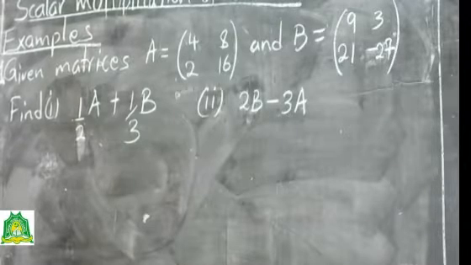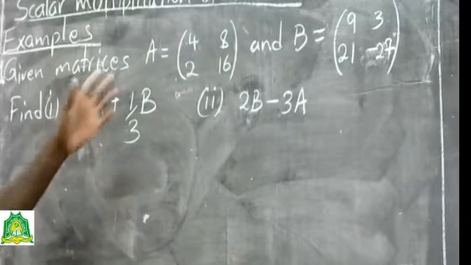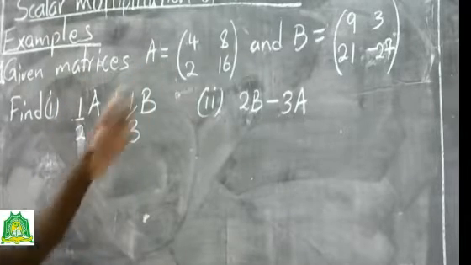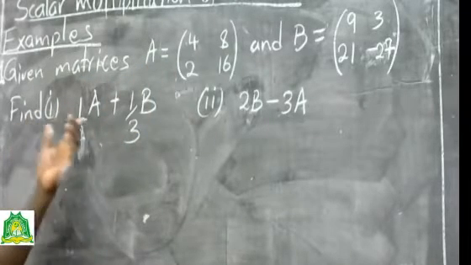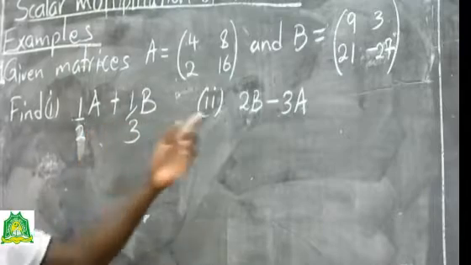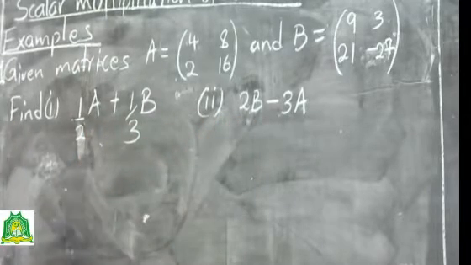So example 1, given matrices A as that, then B as that, find this and that there.